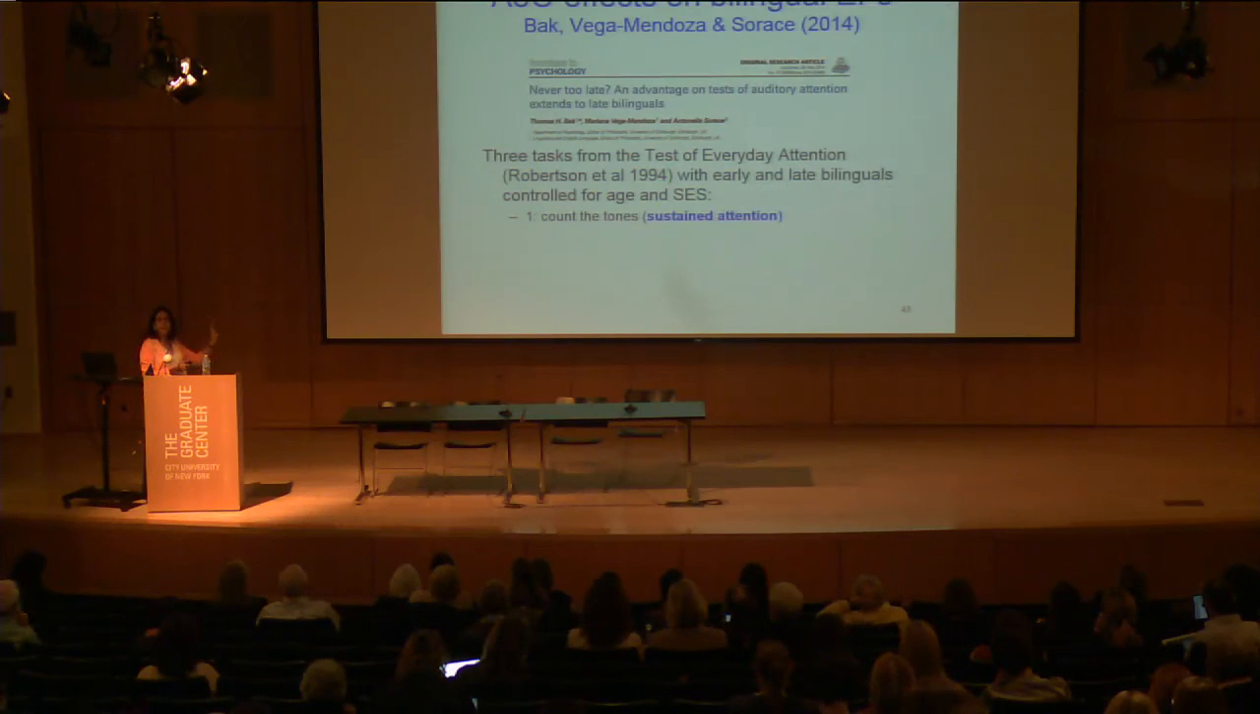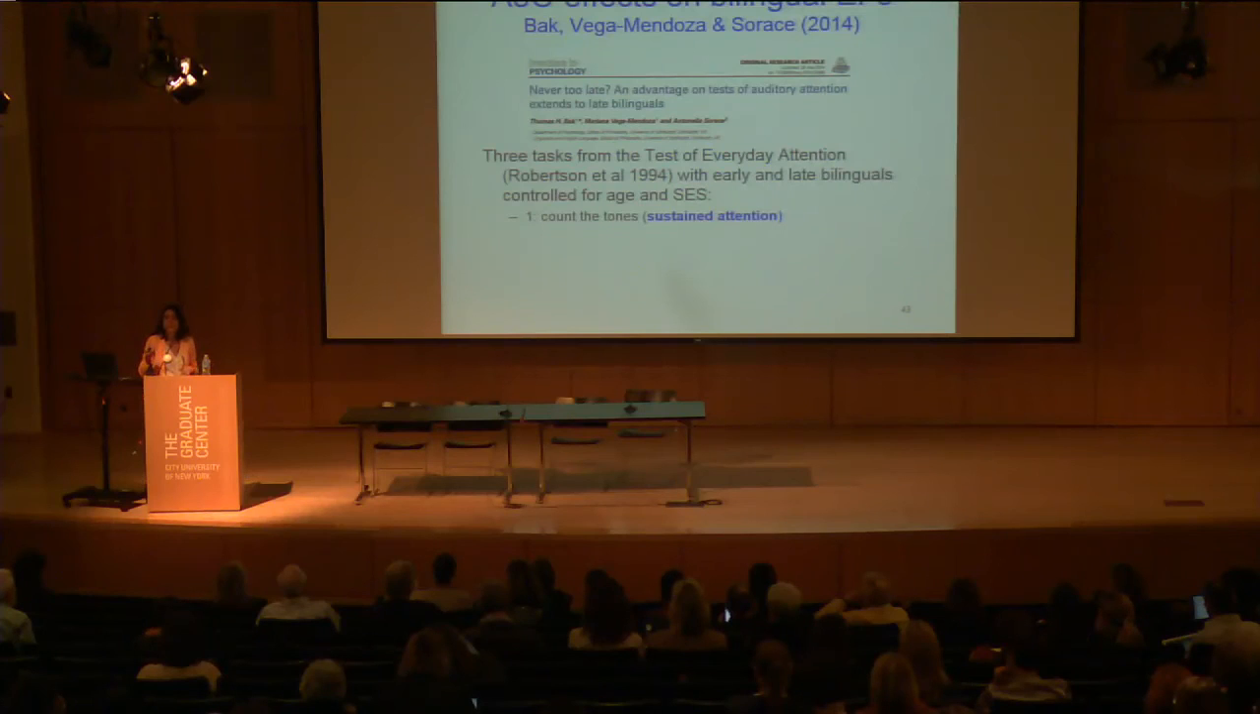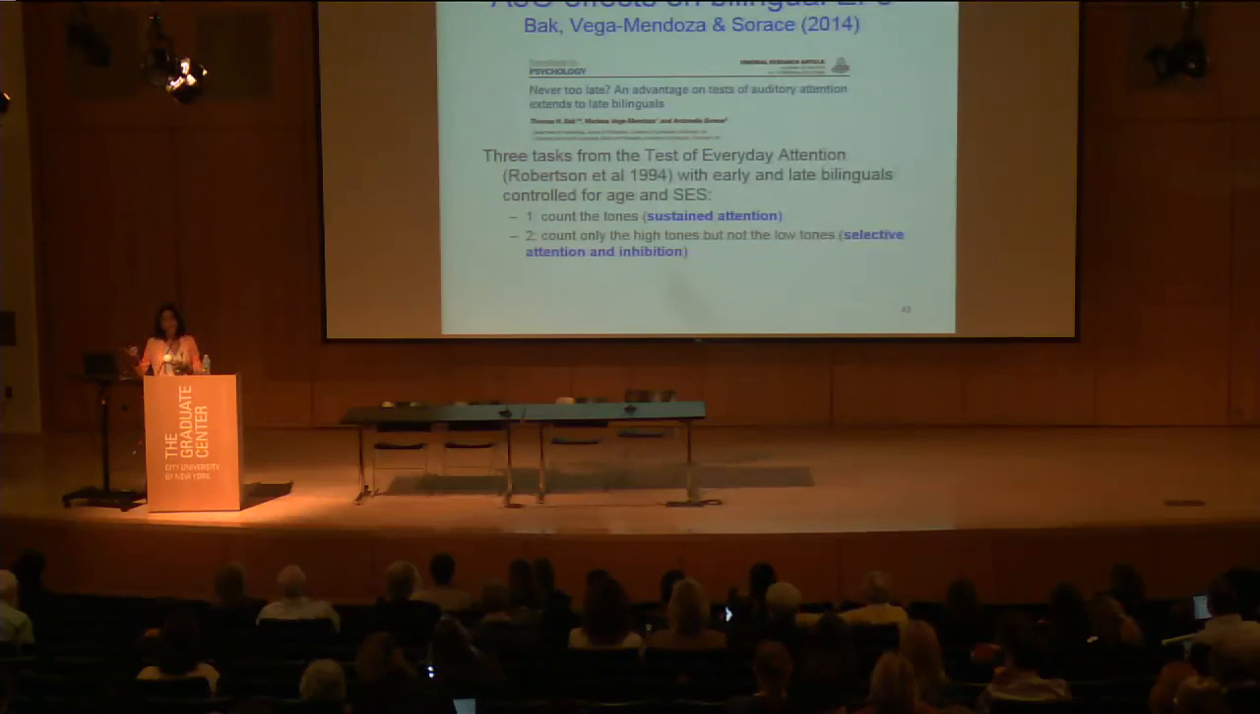These three subtasks are one where you have to count the tones. So the test of everyday attention is an auditory test. In the first test, you have to count tones, and that measures sustained attention. So it's a kind of baseline. If people are not able to count tones, if they're not paying attention, then you can probably remove them from the sample. The second subpart involves counting only the high tones, but ignoring the low tones. So that tests selective attention.